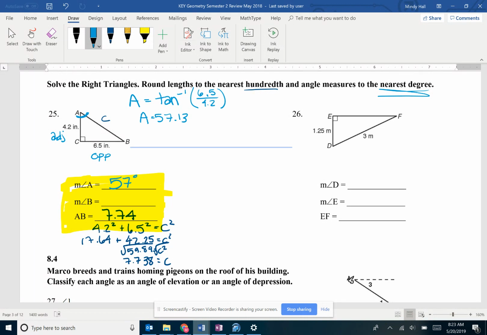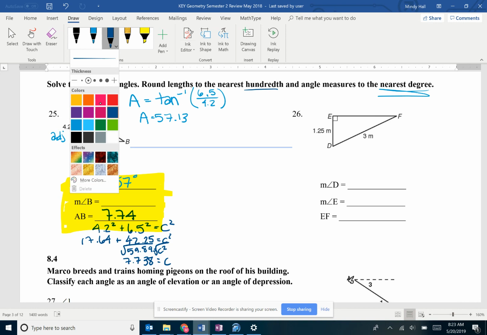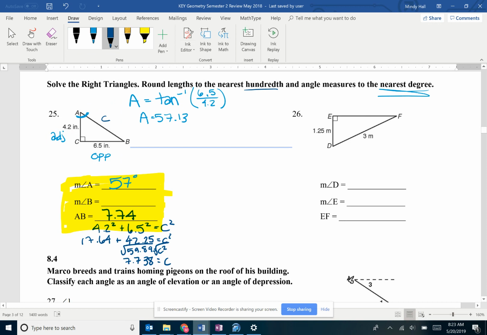And some of you may opt to just subtract from 180 in order to get B, and that is fine. Others of you may choose to do other trig. And personally, I would just do more trig just to double check. I don't know why my pen's not changing colors. It's weird. But if we use trig for angle B, now my opposite is 4.2 and my adjacent is 6.5. So then we're still going to use tangent, so inverse tangent, except now it's just flipped the other way, 4.2 over 6.5. Oops.